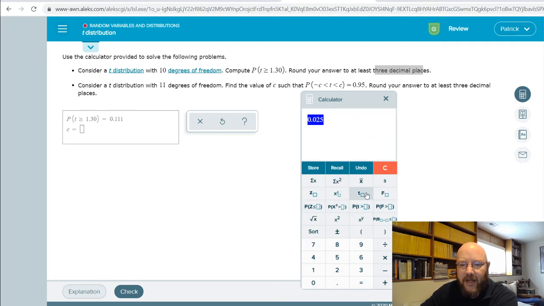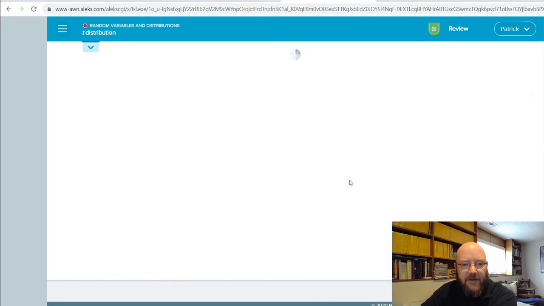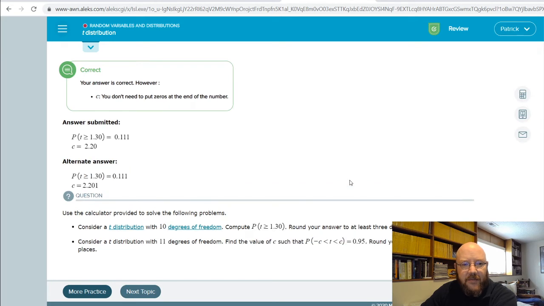Now you can punch that in the T like that, and be sure to check your degrees of freedom because sometimes these change between two problems. Sometimes they're the same, you never know. And there's our answer right there. So this would be positive 2.20 and negative 2.20, so that would be positive and negative C. The t-distribution is very similar to the z-distribution. So if you understand z-scores, t-values aren't that much different. All right, so I'll give that one a check. And there we go.